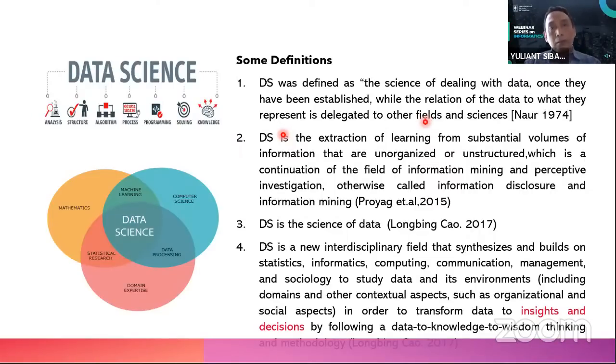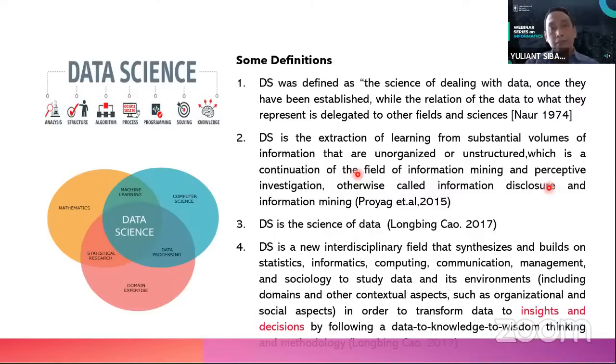Project et al. in 2015 defined that data science is the extraction of learning from substantial volumes of information that are unorganized or unstructured, which is a continuation of the field of information mining and perceptive investigation, and otherwise data science is called information disclosure and information mining.